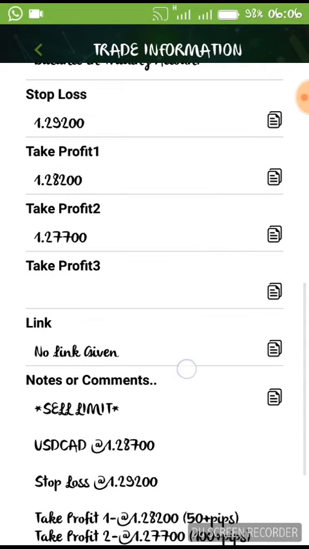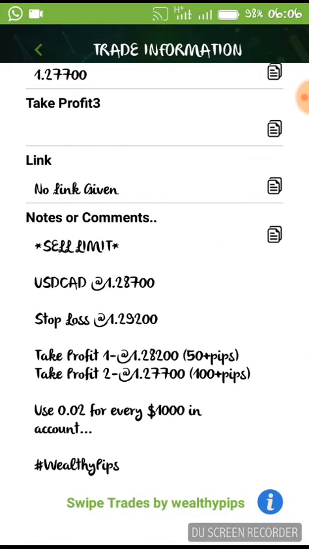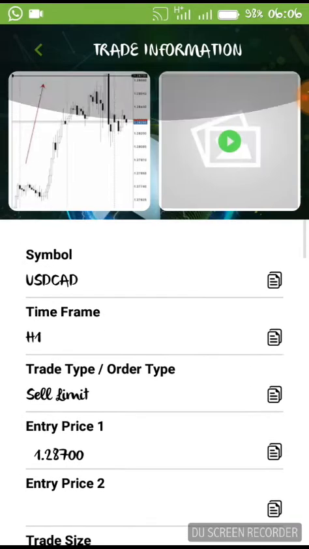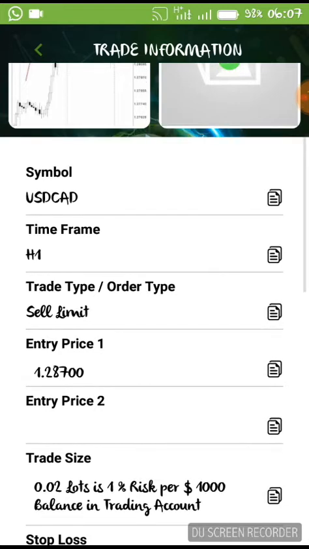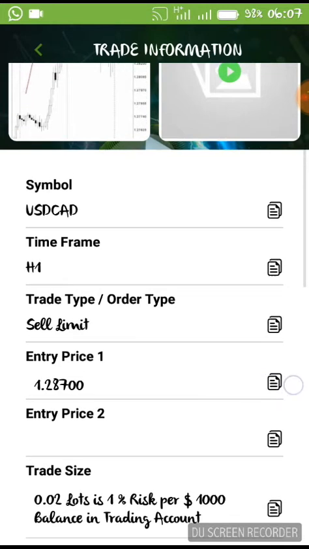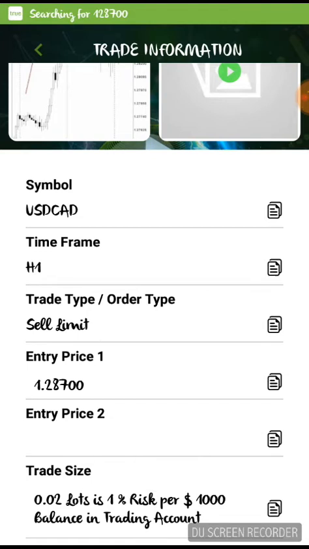Now if you go down, you'll be seeing notes at the base, and you'll see that your take profit 1 is 50 pips, your take profit 2 is 100 pips. So I'm going to just do an example for us now. The first thing I want to note is that I'm trading USD against Canadian dollar, and it is a sell limit. So I'll come to this point here and click on this icon here to copy my entry price. Until you see something like "copied", you might not need to continue, so you have to get that first.